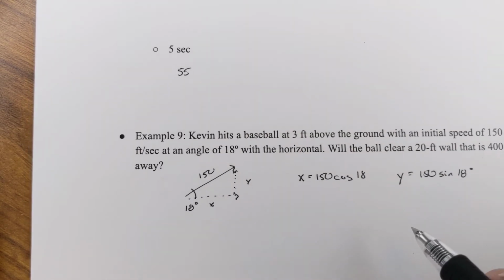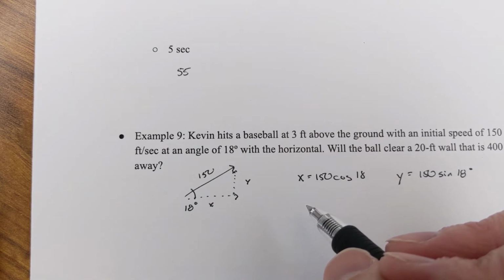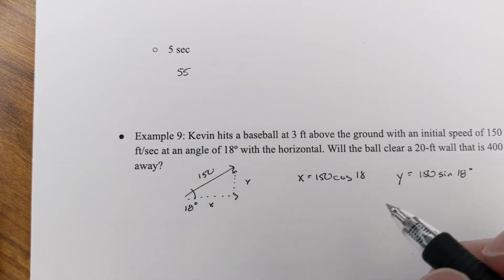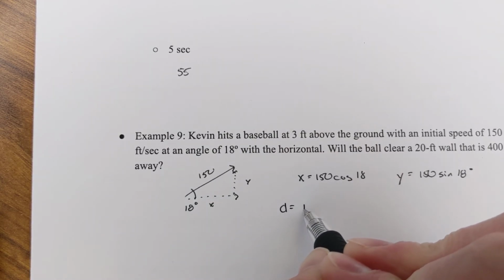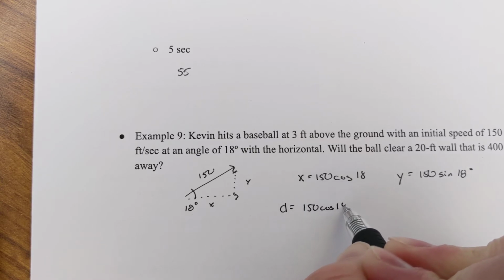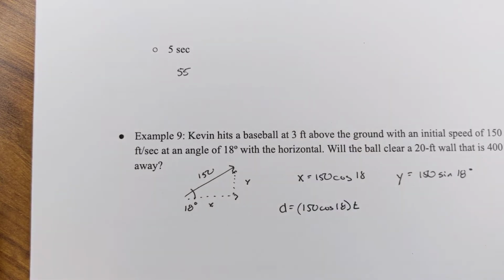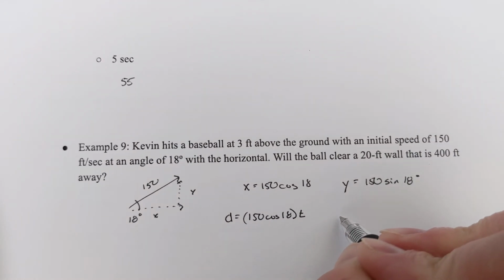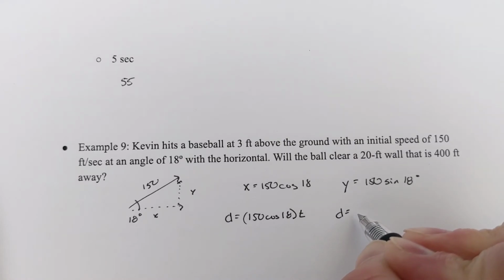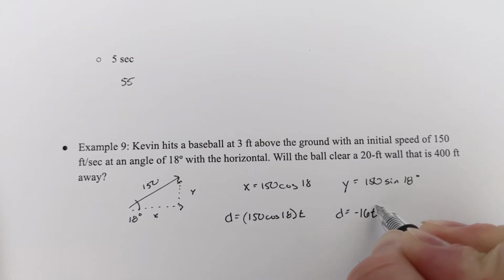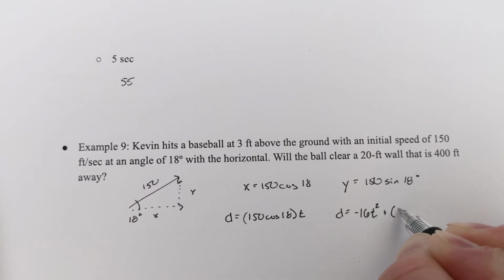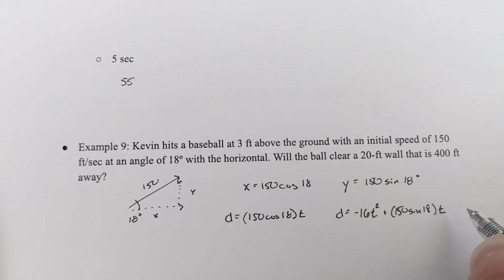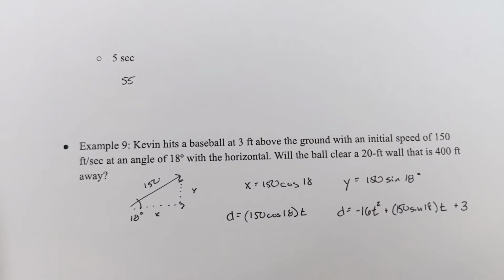Now, horizontally, gravity doesn't act. So the distance an object travels horizontally is just how fast it's going horizontally times the amount of time it takes. Vertically, I have to go back up to my previous equation. So the vertical position is -16t squared plus the initial vertical velocity times time, and it's hit from 3 feet above the ground. So plus 3 goes at the end.